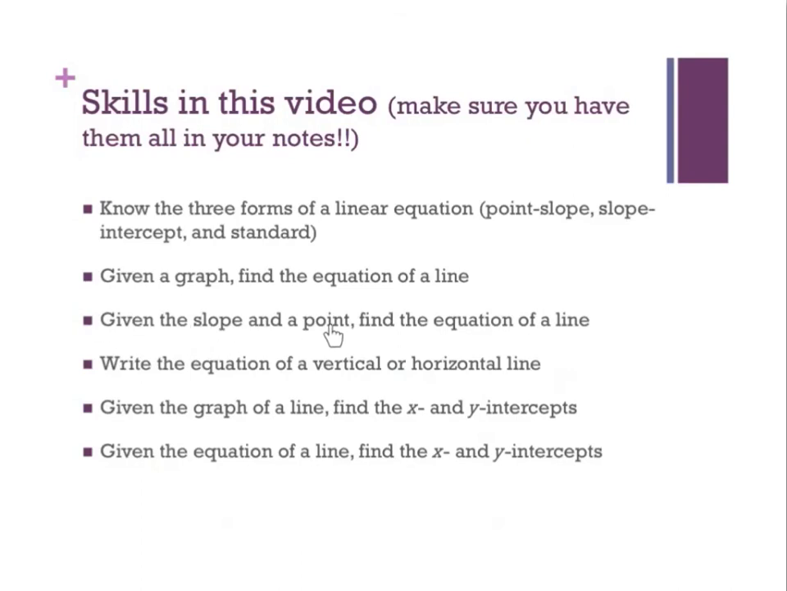Given the slope and a point, find the equation of a line. Do the same thing. Go back in your notes, find it. Write the equation of a vertical or horizontal line. Given the graph of a line, find the x and y-intercepts. And finally, given the equation of a line, find the x and y-intercepts. These are the 6 skills that you need to know from this video.